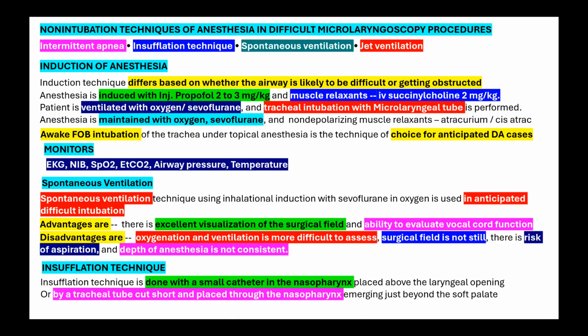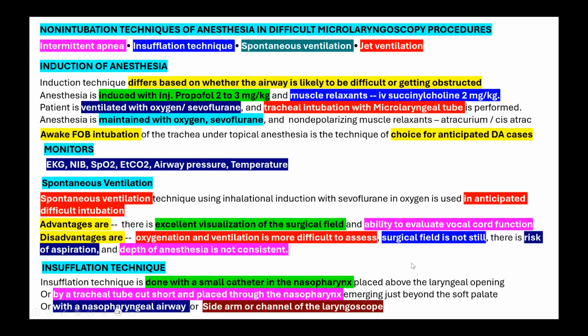And with insufflation, you have to preserve the spontaneous ventilation because there is no pressure. You cannot have a controlled ventilation or oxygenate the patient. So naturally, you have to preserve the spontaneous ventilation and allow the patient to inhale the direct delivery of the gases very close to the laryngeal inlet. And it can also be done with a nasopharyngeal airway or the side arm or channel of the laryngoscope. All these things are the methods of insufflation technique.